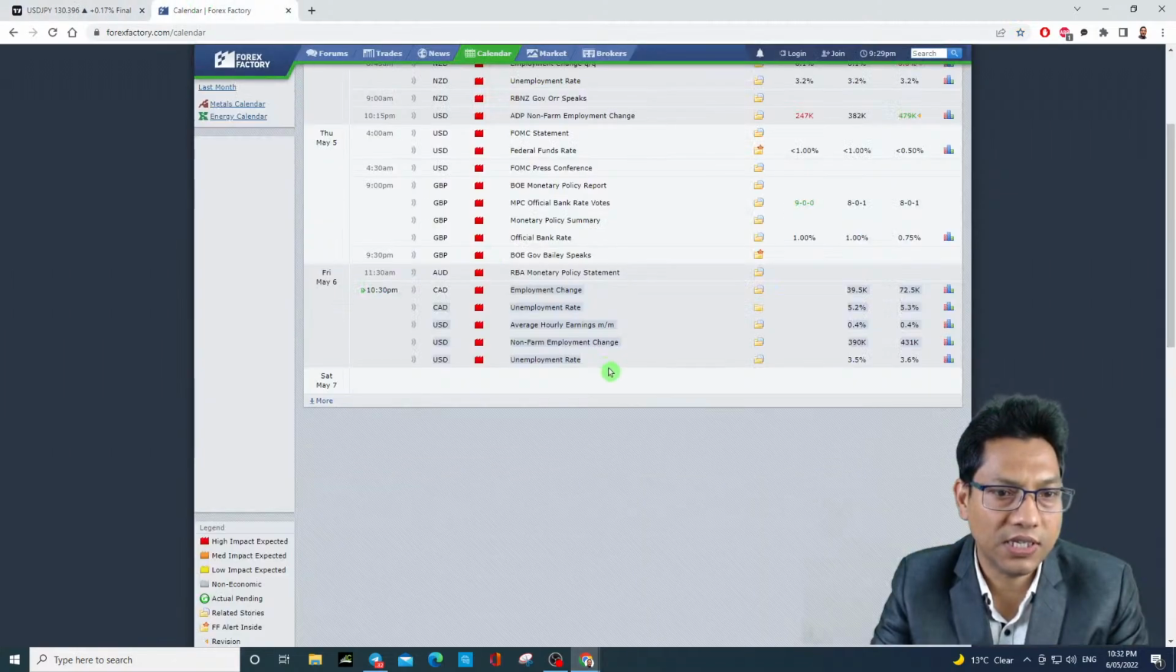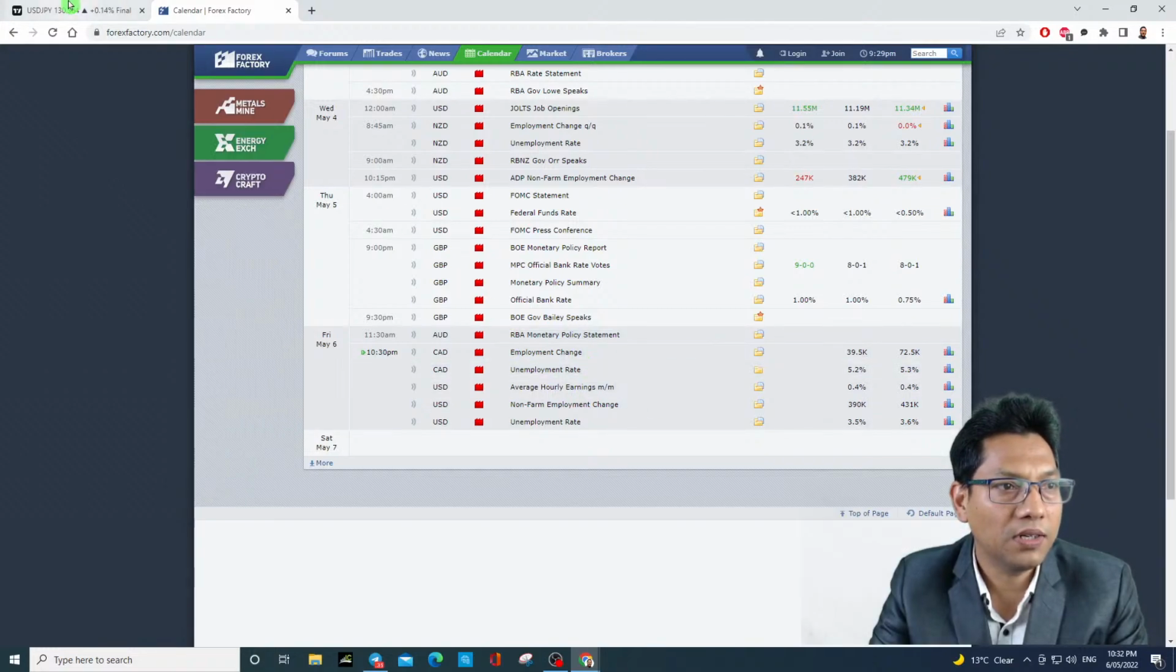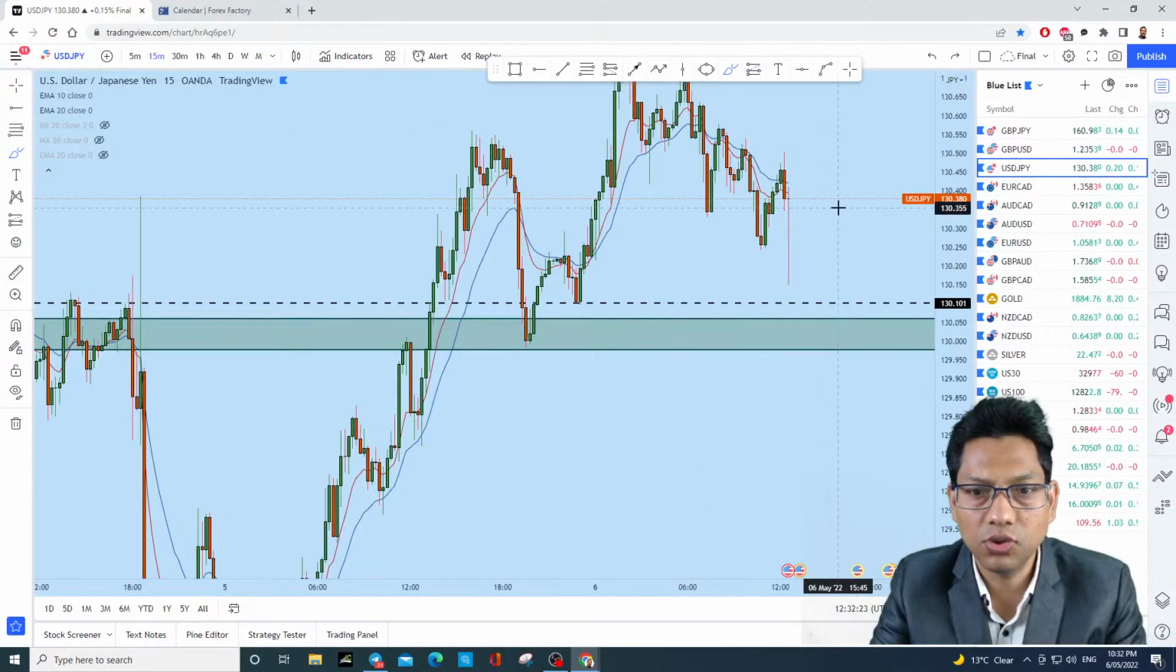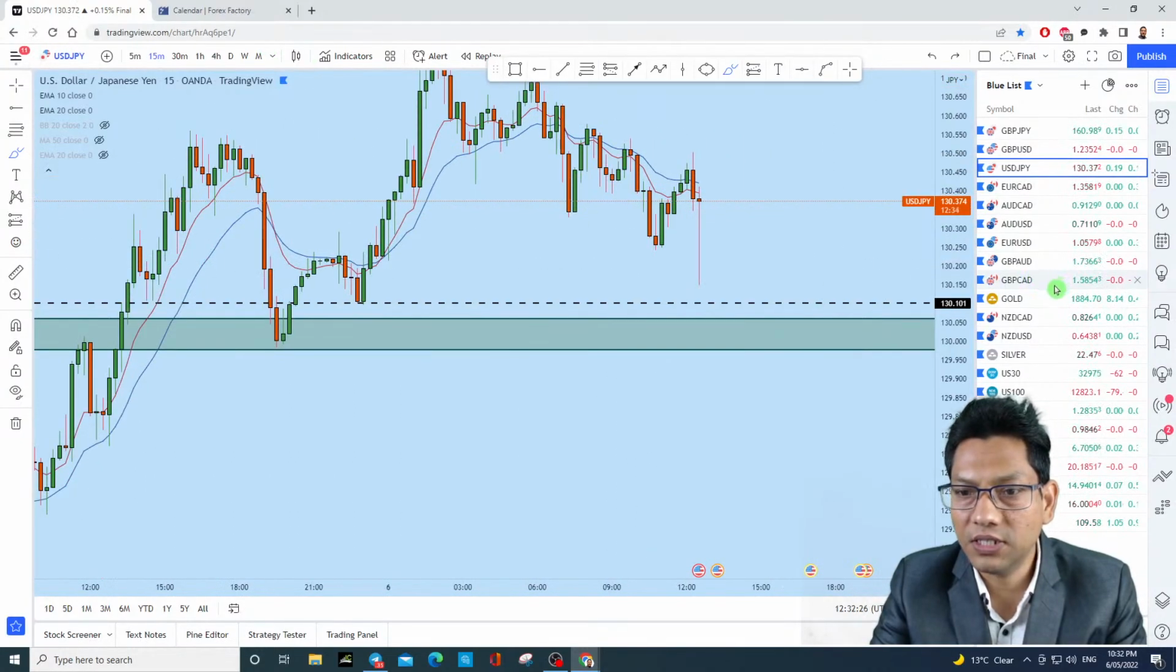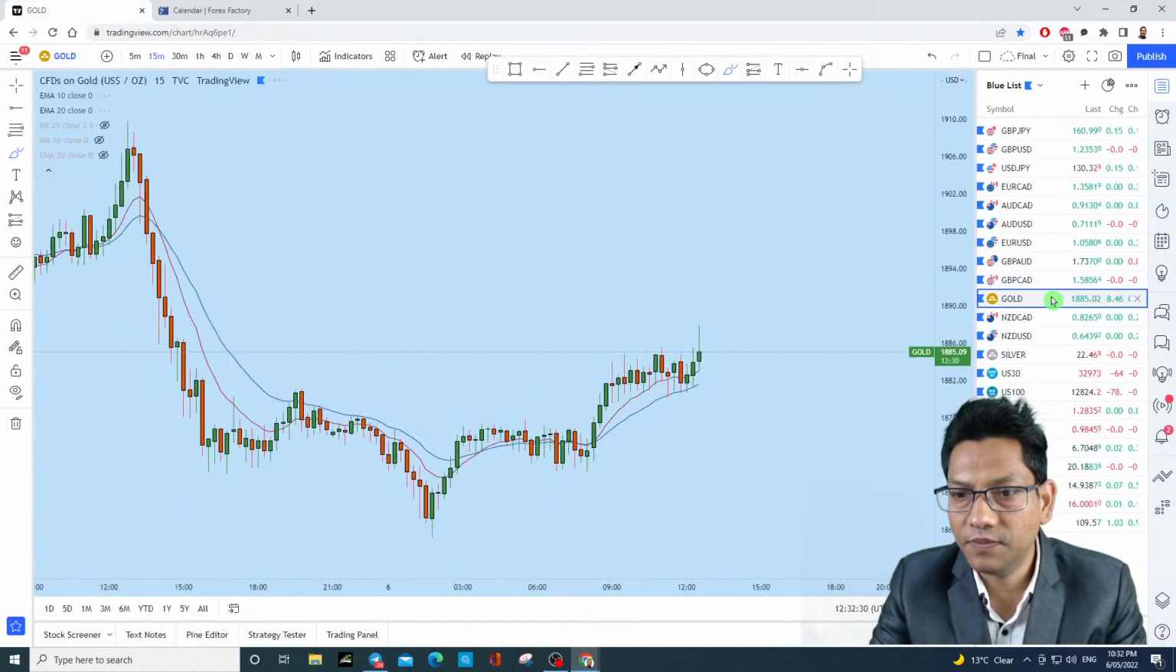As you can see, this is ADP, non-farm employment change. So non-farm employment change, unemployment rate, average hourly earnings, employment change, RBA monetary policy statement from yesterday. So CAD and USD are the main pairs that are releasing news. So let's see NZD CAD. So looks like that. Let's see gold.